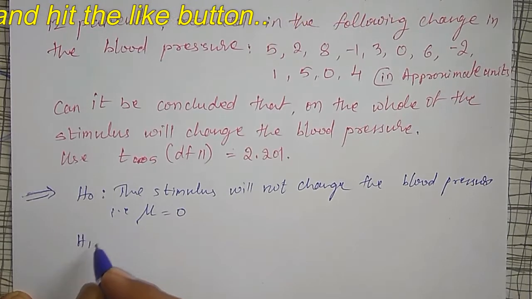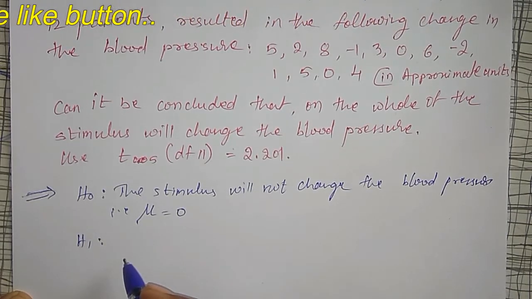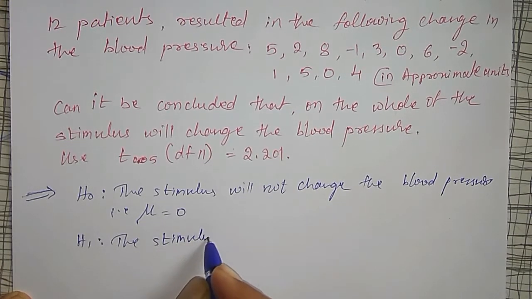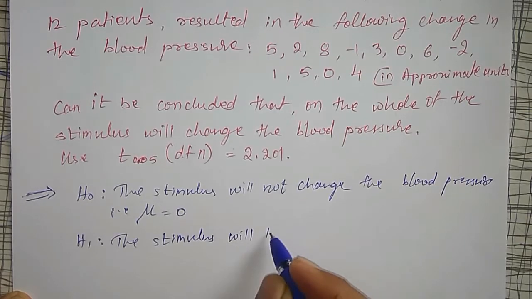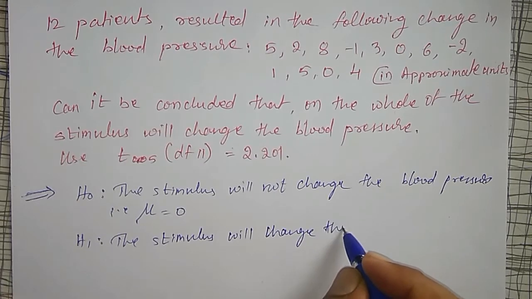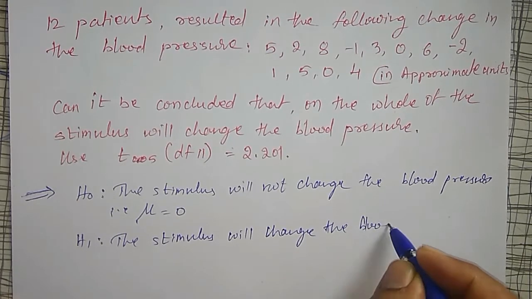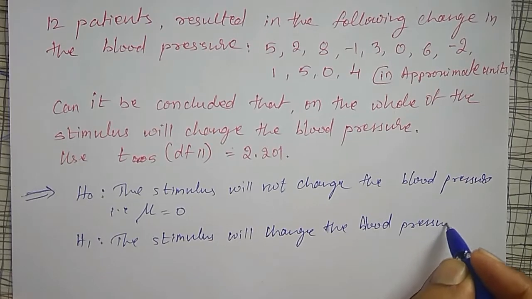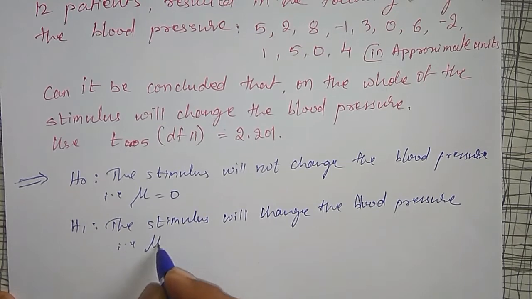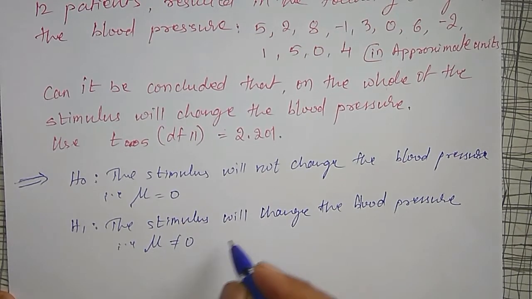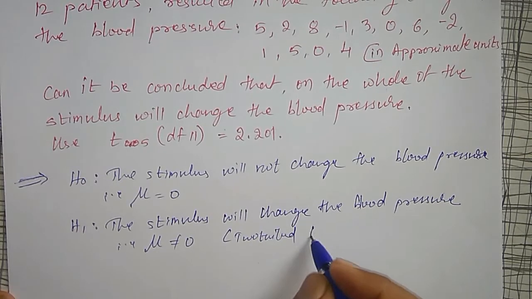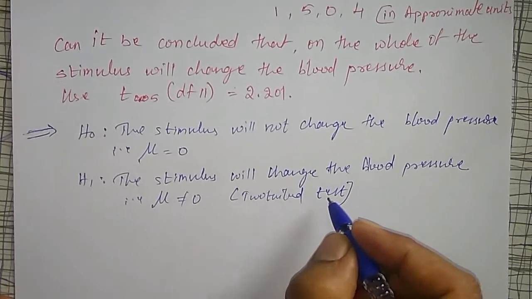Then what is the alternate hypothesis? H1: the stimulus will change the blood pressure. That means mu is not equal to 0. Therefore, it is a two-tailed test. Two-tailed test will happen here.